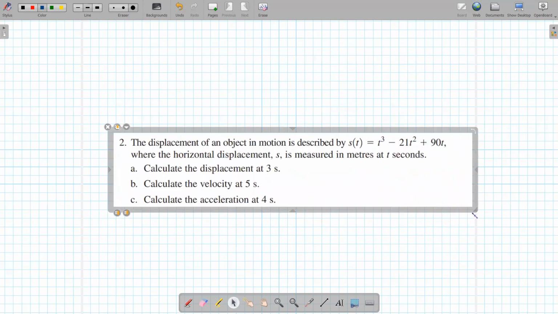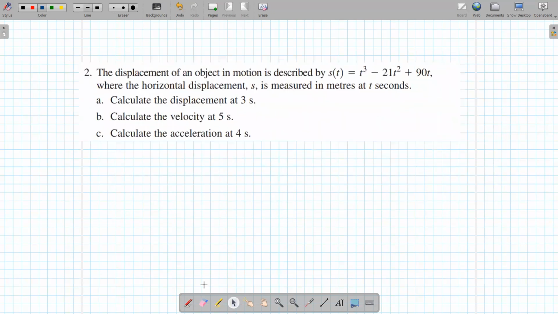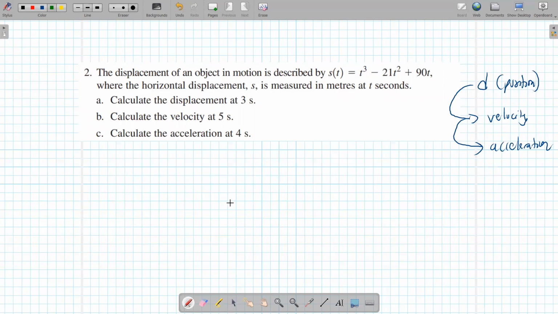And remember the triple thing that we did? Displacement, also known as position. If you take the derivative of position, you get velocity. If you take the derivative of velocity, you get acceleration. Displacement is the distance. Actually, the displacement is not the distance. I guess logically it's similar, but I'll tell you what displacement technically is.